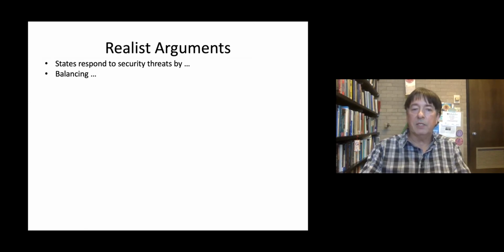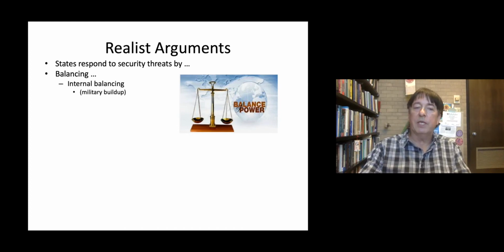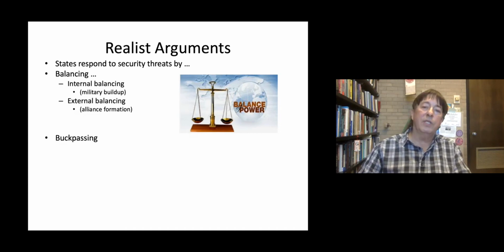Now, how do you balance? There are two mechanisms. One is internal: you can spend more money on your military, try to build up the number of troops, weapons, improve the quality of your weapons, how you deploy your weapons, all in order to balance the military power of a threatening neighbor. That's internal balancing. External balancing, instead, is you try to line up an ally. So you find another country who feels similarly threatened by the third country, and you form an alliance to say, hey, if you're attacked, I'll come to your aid. If I'm attacked, you come to my aid.